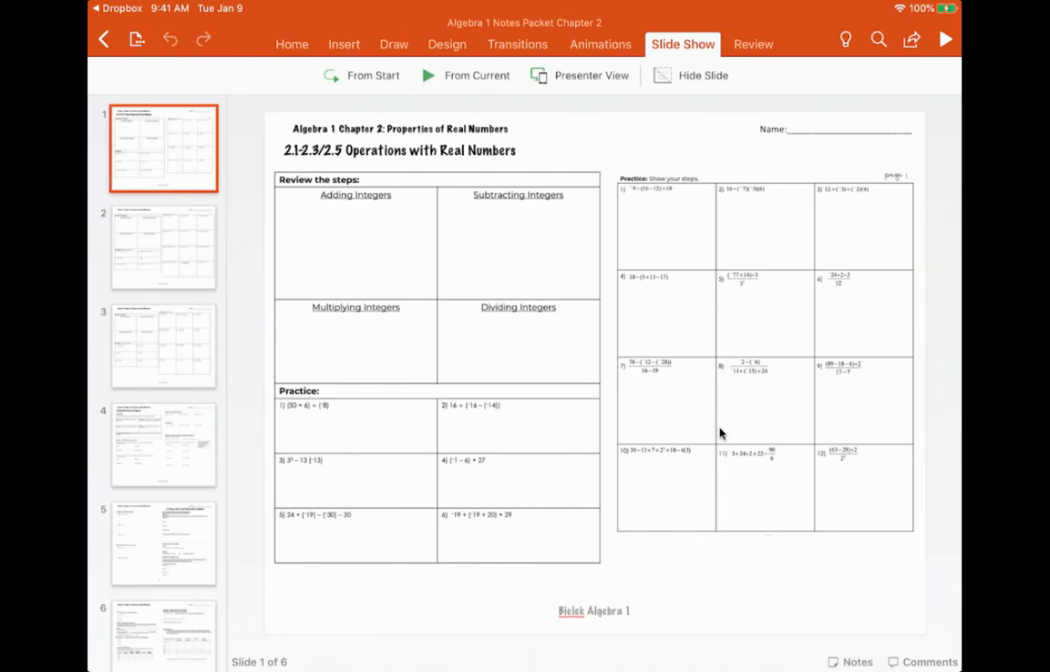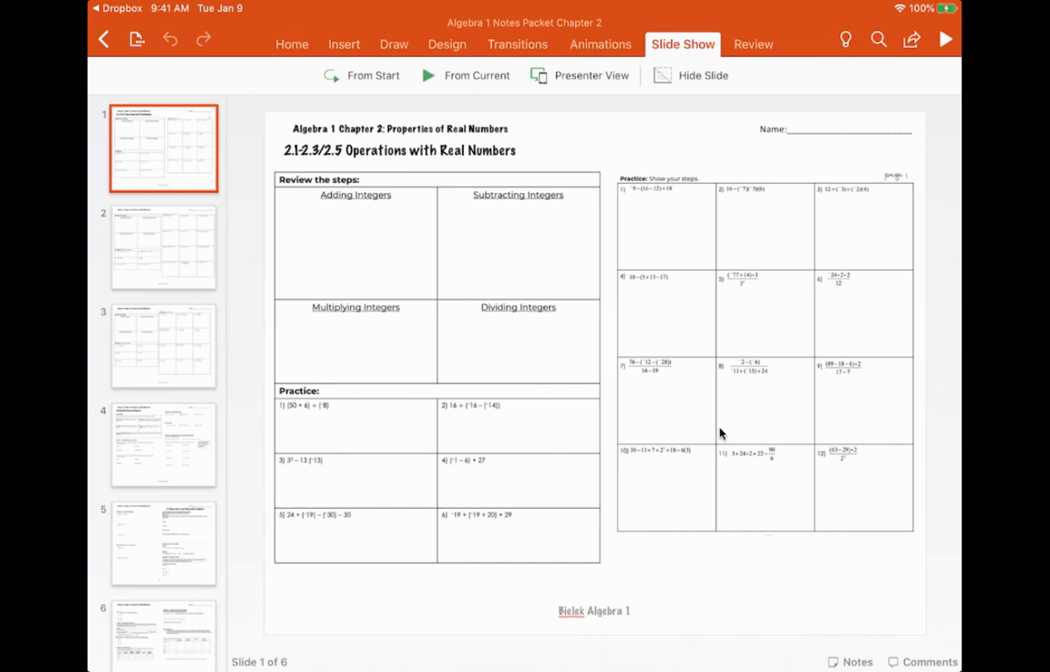So today we're going to be talking about all different types of operations with real numbers. So what I mean by real numbers are just regular whole numbers, so your counting numbers 1, 2, 3, 4, 5, 6, 7, etc. Also integers, so those are whole numbers that could be positive or negative. And then fractions as well, and decimals. So we're just going to be reviewing operations with all different types of numbers.